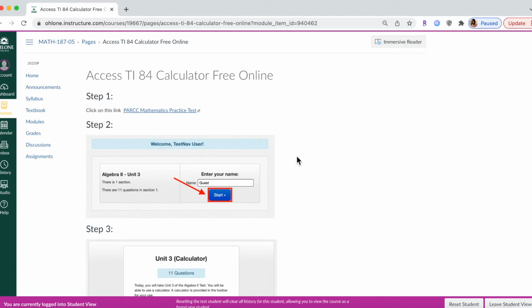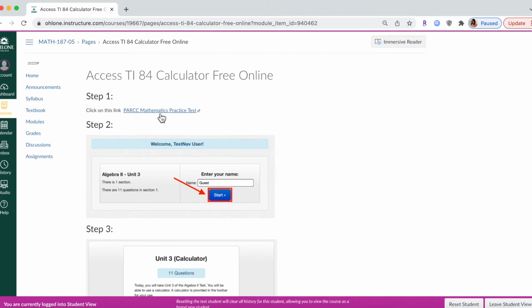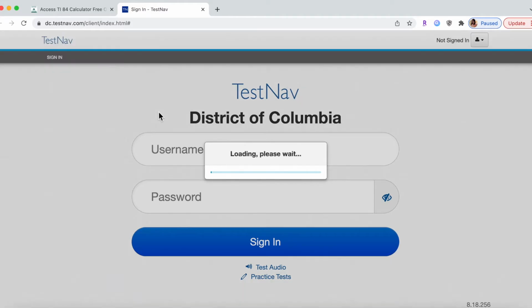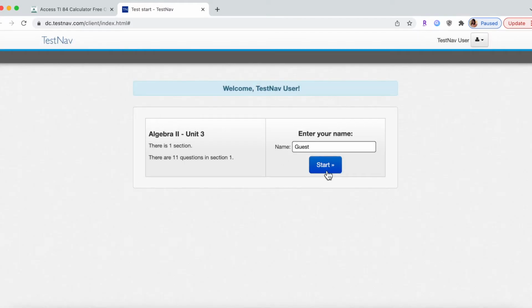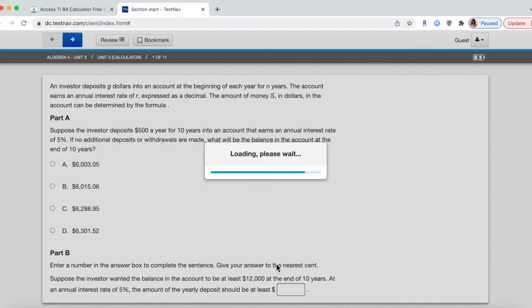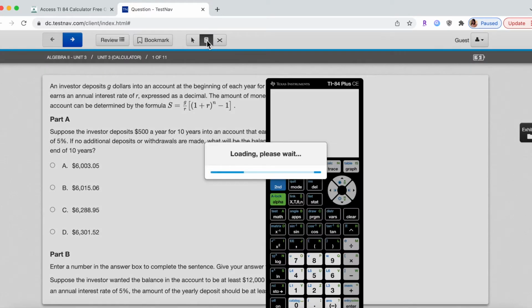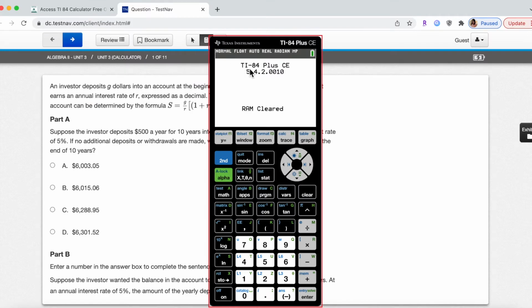In this page, I have included the instructions here, but you can just click on this link and then click here. Now, don't worry about this test. We are here just for the calculator. So you're going to click on this calculator icon here. And this is our calculator.